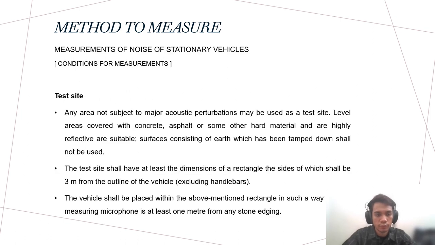So for the condition of measurements, test site. Any area not subject to major acoustic perturbations may be used as a test site. Level areas covered with concrete, asphalt or some other hard material that is hardly reflective are suitable. Surfaces consisting of earth which has been tamped down shall not be used. The test site shall have at least the dimensions of a rectangle, the size of which shall be 3 meters from the outline of the vehicle excluding handlebars. The vehicle shall be placed within the above mentioned rectangle in such a way that the measuring microphone is at least 1 meter from any stone edging.